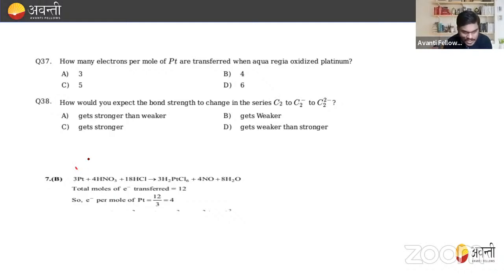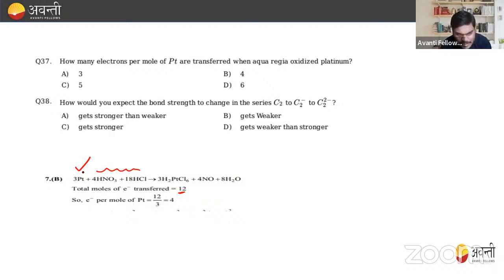So, let's see the solution for this question. Here is platinum, and this reacts with aqua regia, that is HNO3 plus HCl. This will produce H2PtCl6 plus NO plus H2O. Now, the total number of electrons transferred here is 12. How will you get to know? Just observe it carefully.